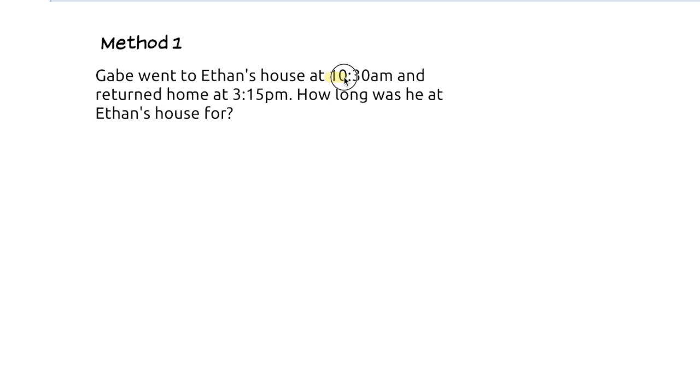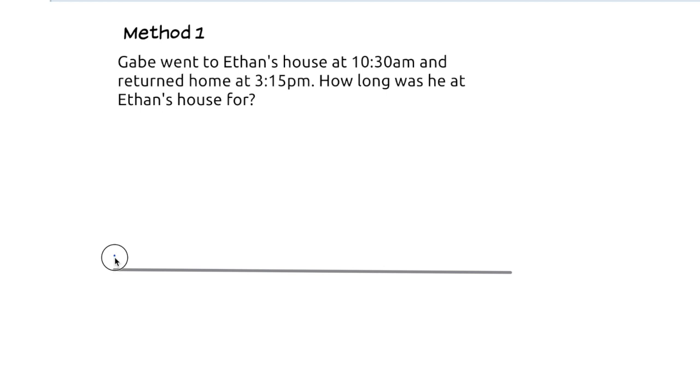I've read through the question and I've identified 10:30 a.m. as the start time and 3:15 p.m. as the finish time. And I've also identified that the question is actually asking how long was Gabe at Ethan's house for. So that's what my answer needs to reflect in the end. I'm going to start by drawing the start time and the finish time onto my number line.